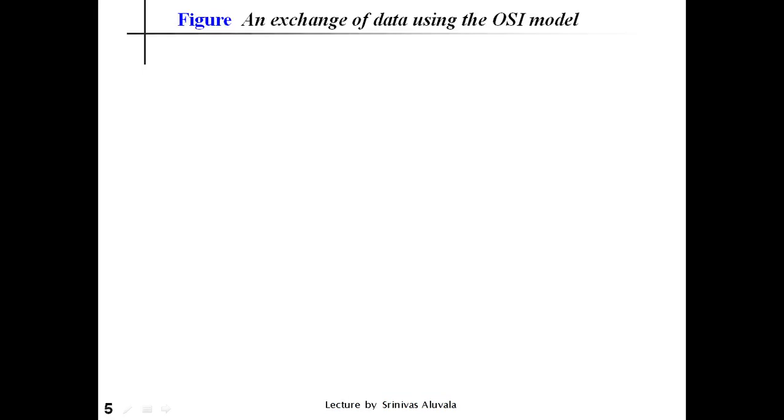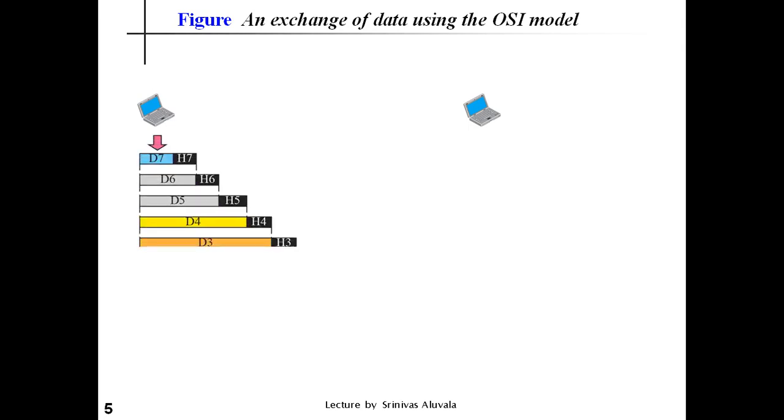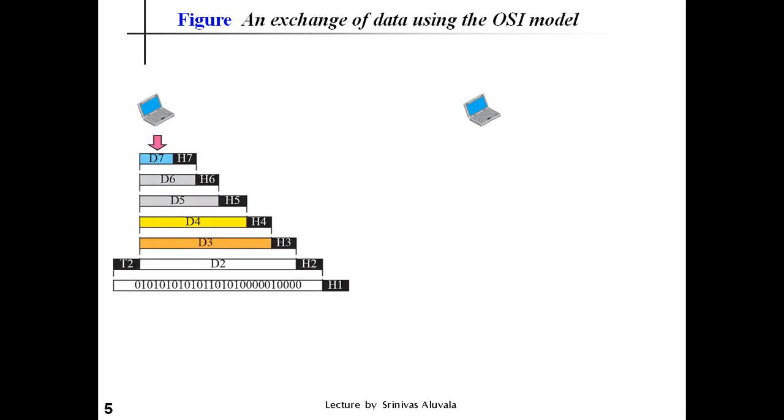Before we move on to seeing the basic functionalities of each and every layer of the OSI model, let us see an exchange of data using the OSI model. The exchange of data in the OSI model takes place when the application user submits the data to the application layer. Application layer takes the data, assigns a header to the data and gives it to the presentation layer. Presentation layer takes the data from the application layer and assigns it a header. Then it gives it to its lower layer, that is the session layer.